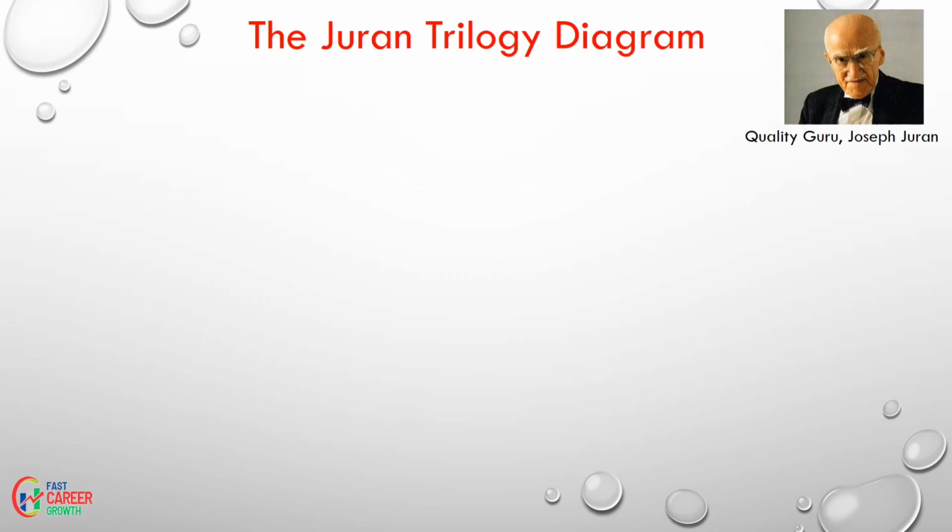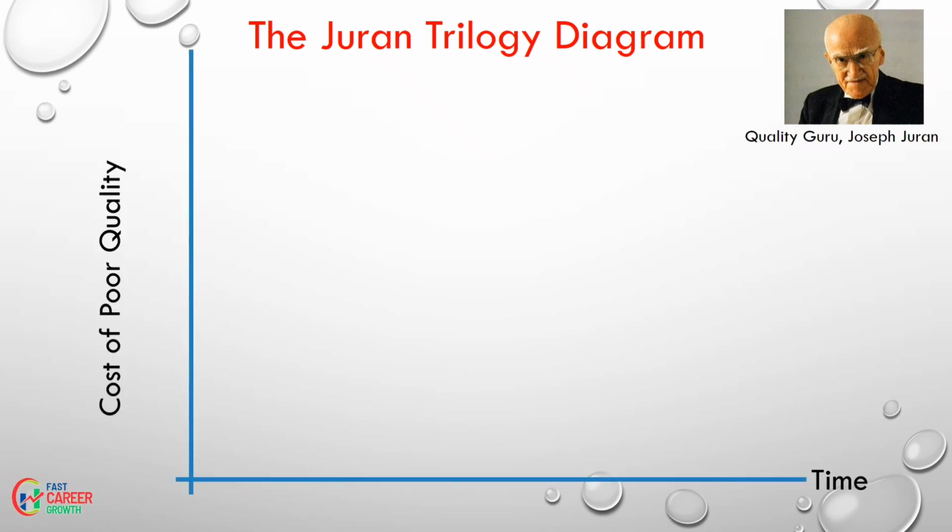Next is the Juran trilogy diagram. The 3 processes of the Juran trilogy are interrelated. The Juran trilogy diagram is a graph with time on the horizontal axis and cost of poor quality on the vertical axis. The initial activity is quality planning. The planners determine who the customers are and what their needs are. The planners then develop product and process designs to respond to those needs. Finally, the planners turn the plans over to the operating forces. You run the process, produce the product features, and meet the customer's needs.